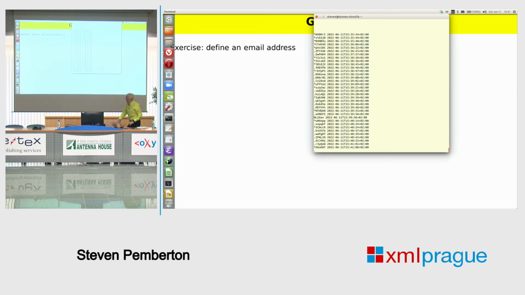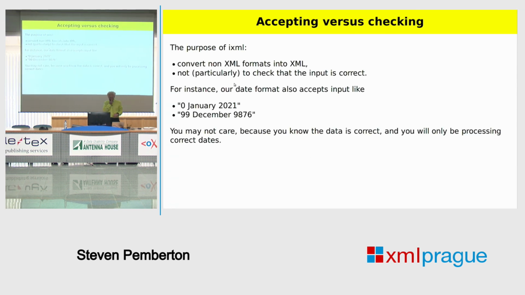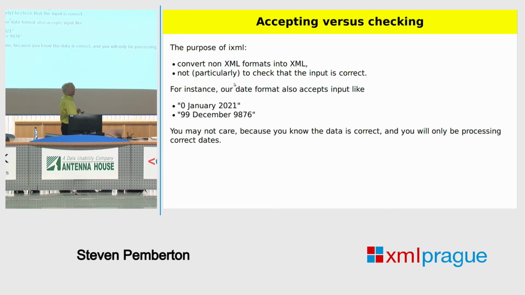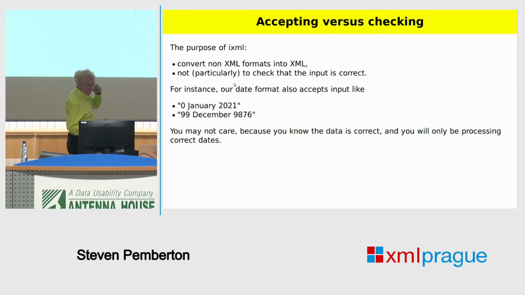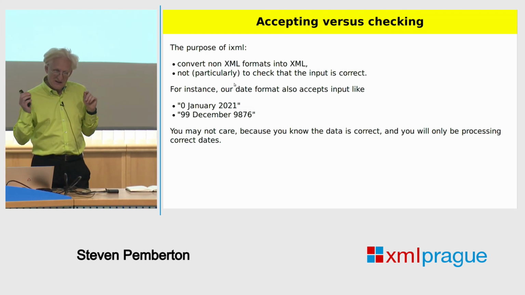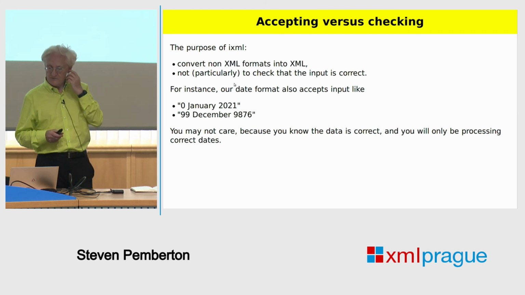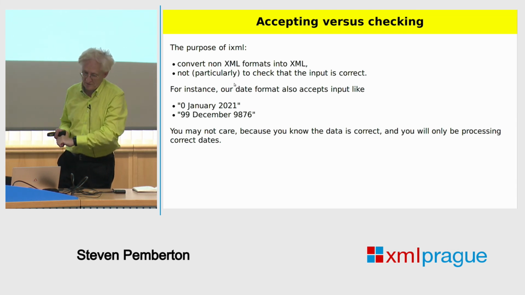Well, I will talk a bit more because the next bit is an interesting discussion. So, the purpose of Ixml is to convert non-XML formats into XML. It's not necessarily about checking that the input is correct. All we want is the structure.